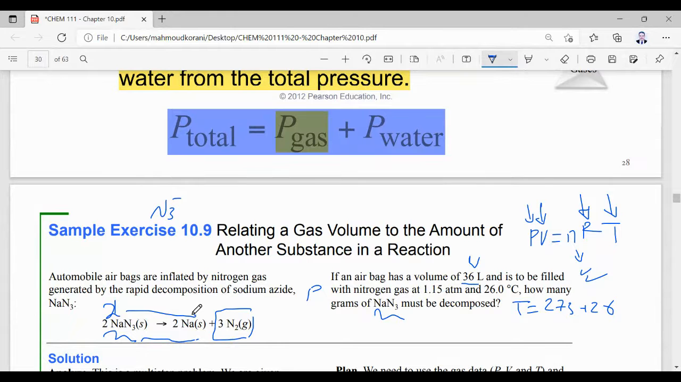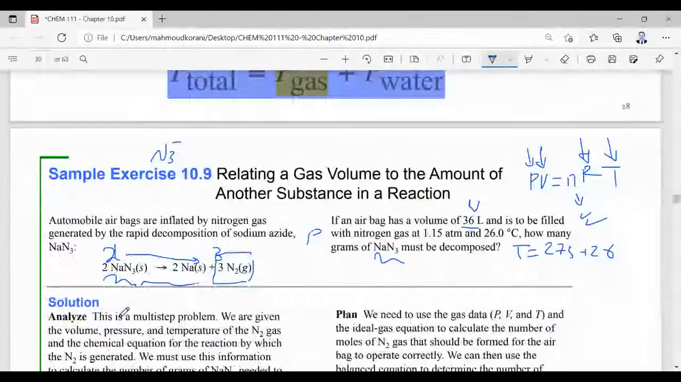2 moles produce 3 moles of nitrogen gas. So if you take the N you got from here, it will give you X, which is the number of moles of sodium azide, and you can calculate the number of grams from the relation that number of moles equals the weight divided by the molecular weight.